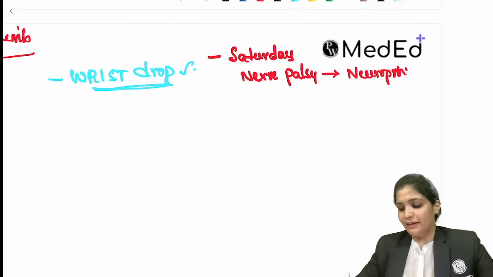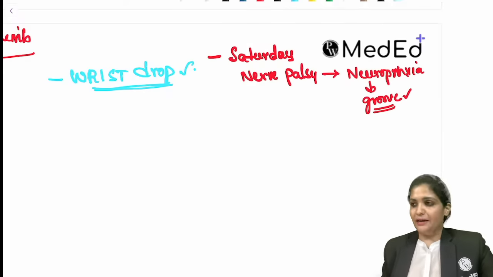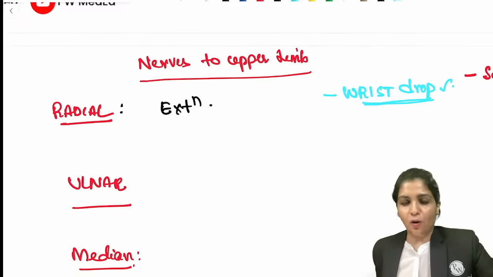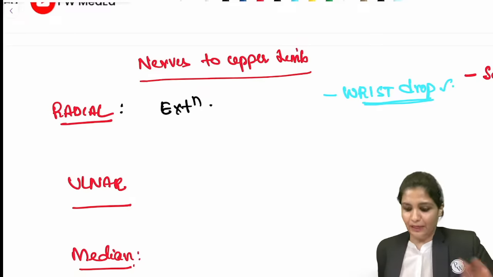So now the radial nerve is getting compressed in the groove and it will produce a condition called wrist drop, right? The radial nerve supplies all the muscles which are involved in extension of the upper limb.